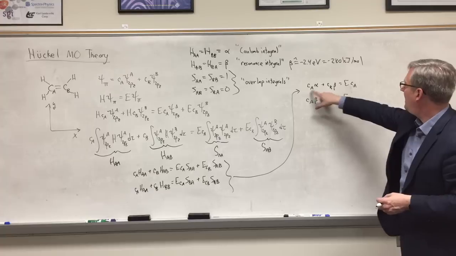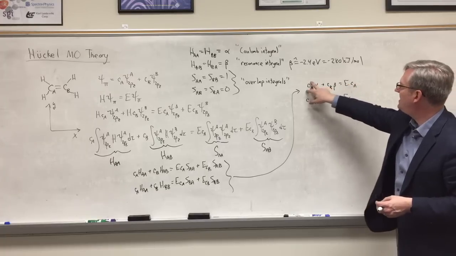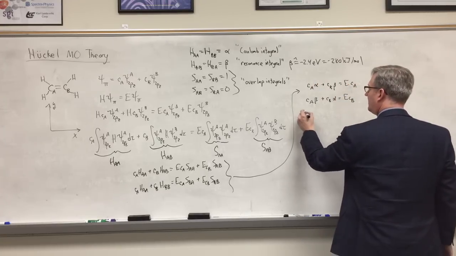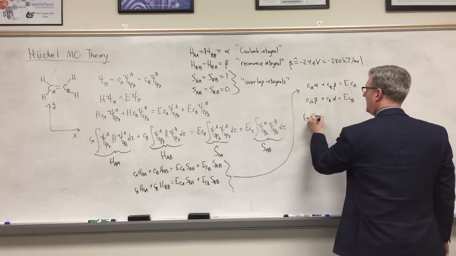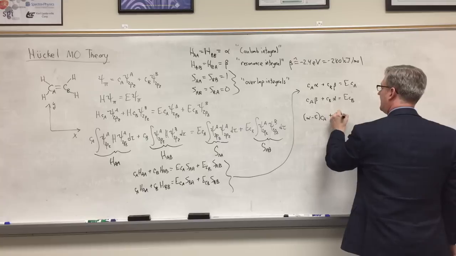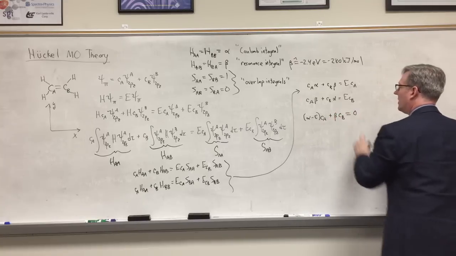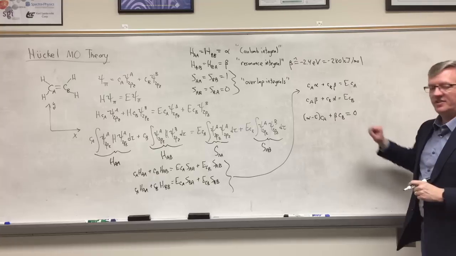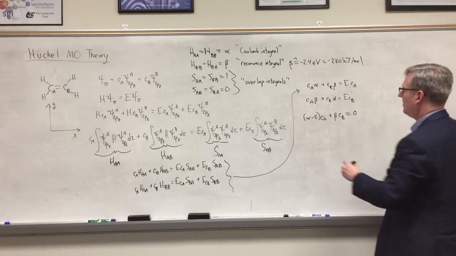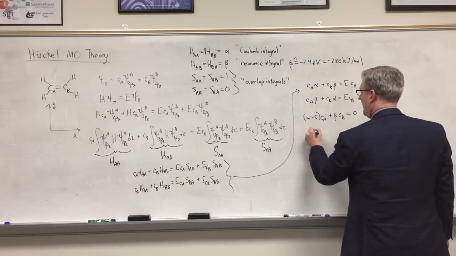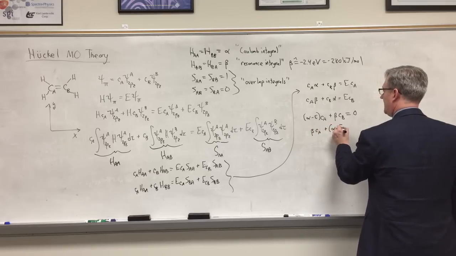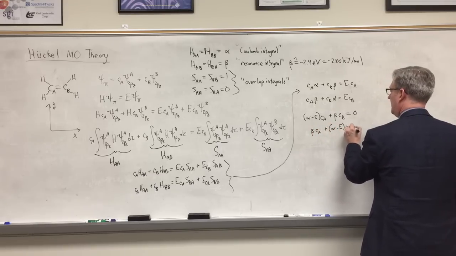I have a C sub A here and here. Move the E C sub A over and collect it with the other term involving alpha. What do I get? Alpha minus E, times C sub A, plus beta C sub B equals 0. Switch the ordering on these to keep the coefficients to the right. Now I'm going to do the same thing with the C sub B term, and what do I find? Beta C sub A plus alpha minus E, times C sub B, equals 0.